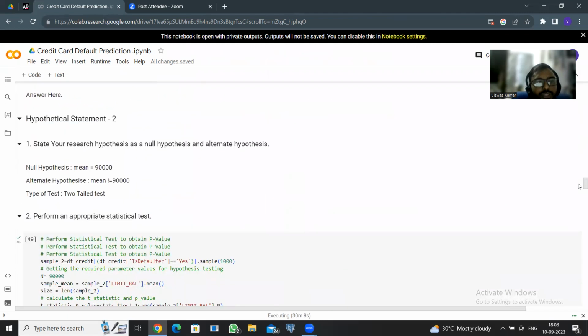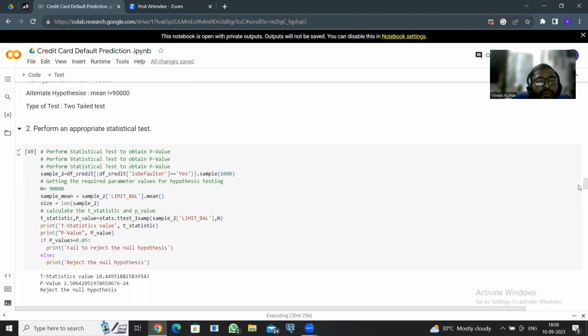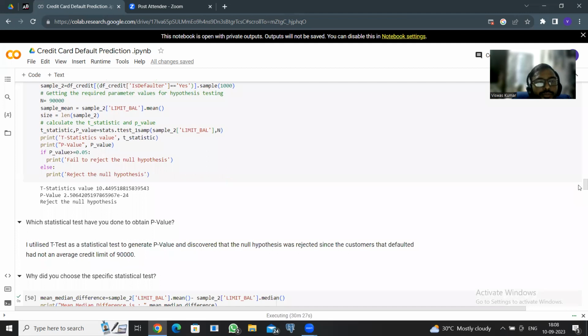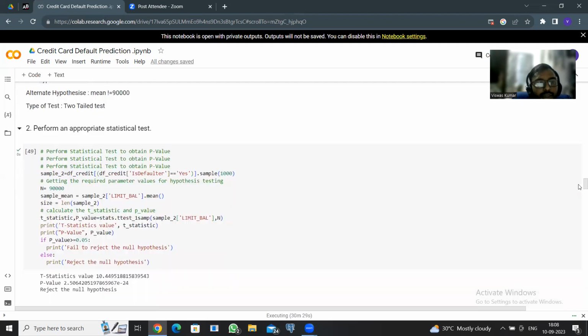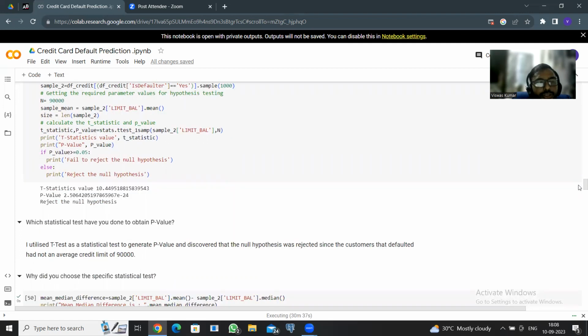Likewise, another hypothesis test. The null hypothesis is that the defaulters' limit balance mean is around 90,000, and the alternate hypothesis is not equal to 90,000. I am using the two tailed test, which is the t statistics test. From the results, I can say that the probability is less than 0.05, so I can reject the null hypothesis.